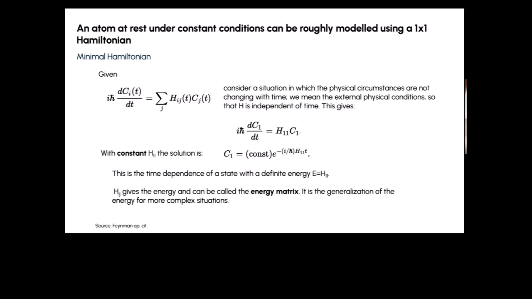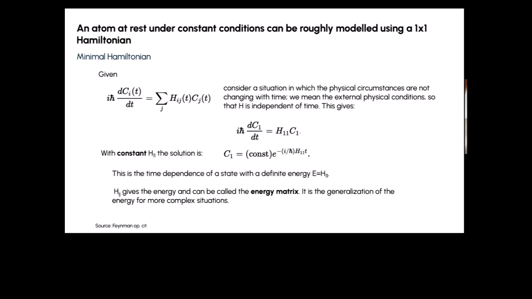And so for this single probability or amplitude C1 of being in the one state the system can have, if we calculate the derivative of this by time, it is equal to the first element of the matrix multiplied by the value of C1. If H11 is constant, then the solution is even simpler. This is a differential equation, because here you have a variable and here the differential of a variable in one equation. The solution of this is another equation, and it says C1 is e to the power of minus i divided by h-bar times H11 times t.